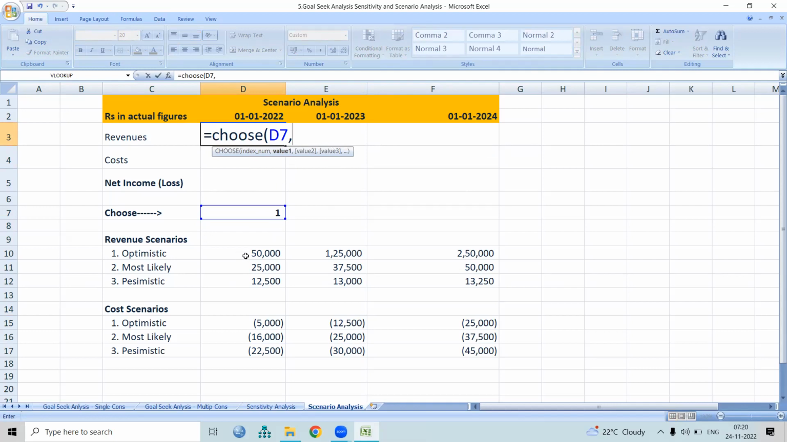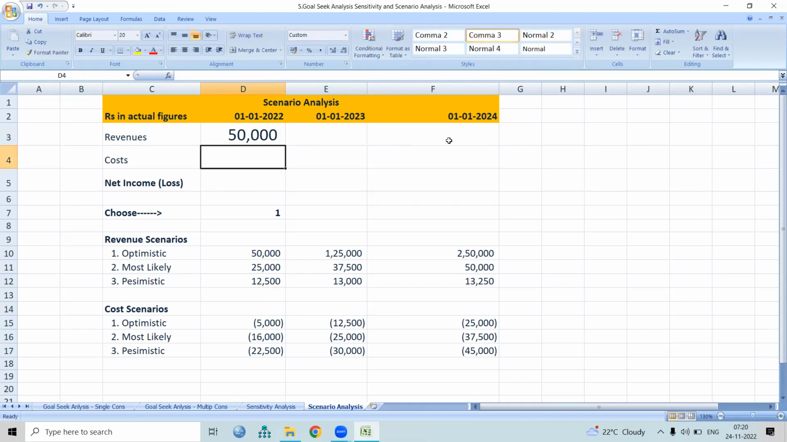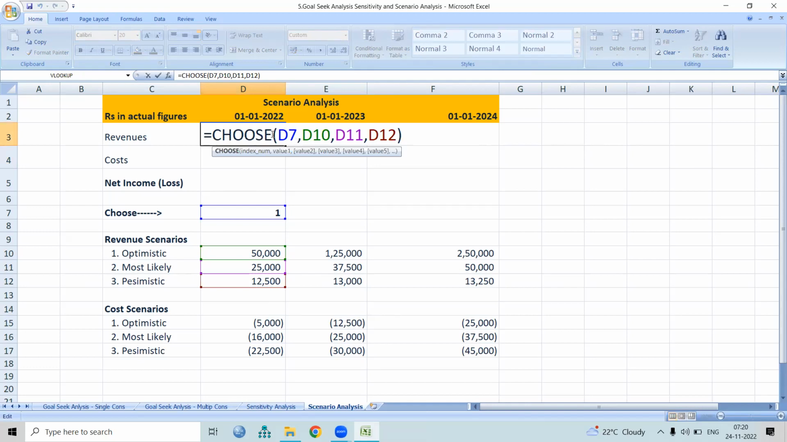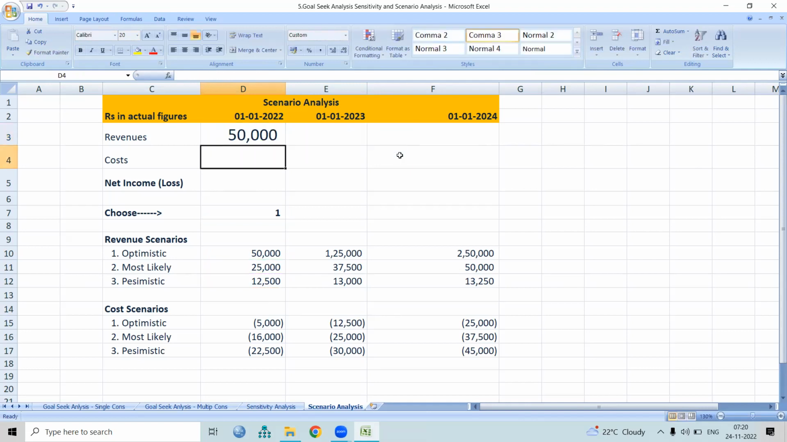First, we are talking about the revenue, right? So let's select this reference cell D10, D11, D12. That is revenue in an optimistic case, revenue in a most likely case, revenue in a pessimistic case. Close the parenthesis, enter. So let us lock the cell here. Which cell should be locked now? Only the index number. So we'll drag it towards the right hand side.